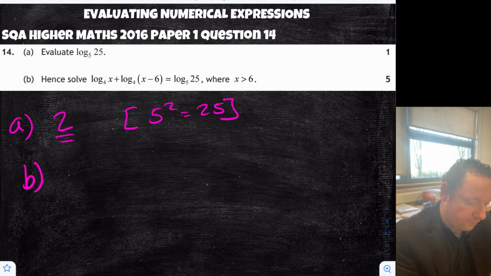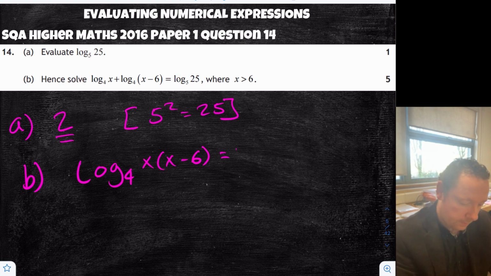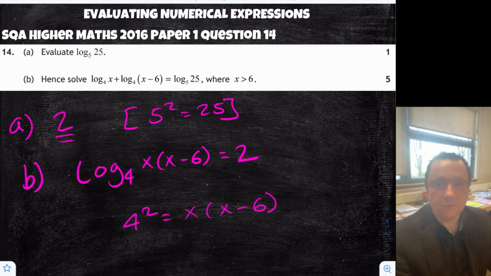So looking at our left-hand side, we combine that into one log by saying that it's x times x minus 6. So I'll do that to start with, log 4 x bracket x minus 6. And the right-hand side, log 5 25, well, we know that's 2, so we can just write 2. So then we can use our rules of logs to say that it's a base to the power of 2 equals the left-hand side. So in other words, 4 squared equals x times x minus 6 to eliminate the log.